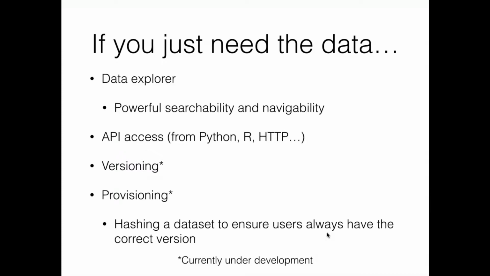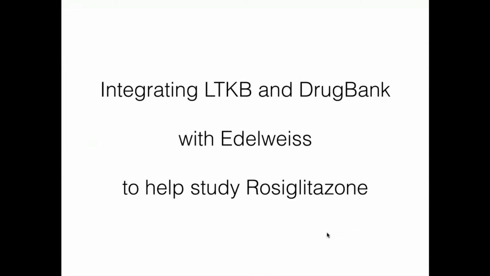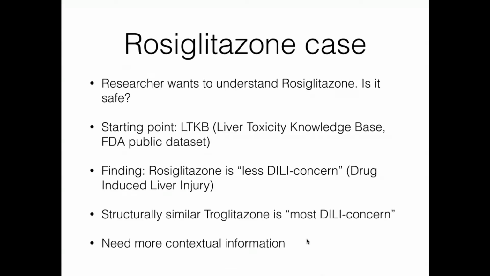These are important things to have for reproducibility as well, because if you can't make sure I have the right version of my data set, and if you can't have different versions, then reproducing some findings becomes a lot harder, and keeping a data set updated becomes almost impossible. So now we go back to the biological problem with these technologies in our bag to integrate LTKB and DrugBank with Edelweiss to help study Rosiglitazone and see what we can find.